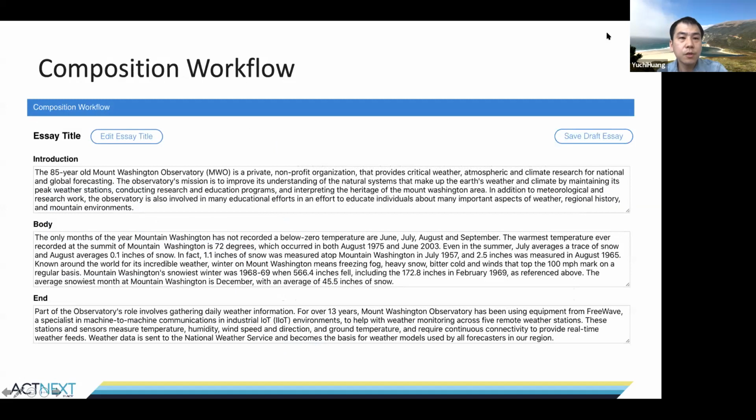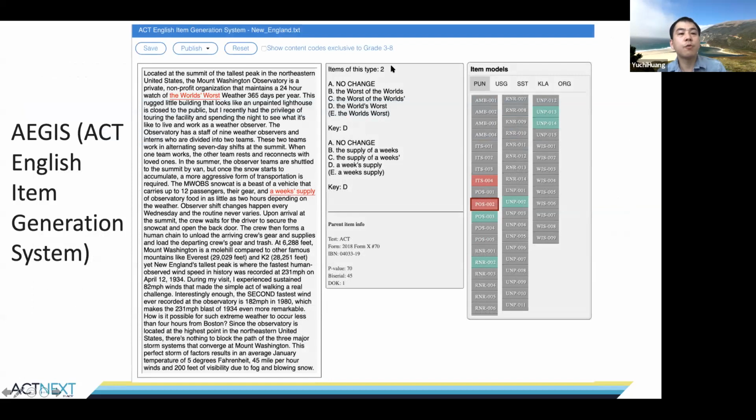And this is the final interface for the composition workflow. After we choose the sentences one by one, and we can choose for introduction, body, and ending, and after all this work, we can generate one completed article for English passages. And this one is a component we just integrated, Aegis. This is the ACT English item generation system, and we integrate this component into Sphinx. So every article generated by Sphinx can generate different sets of items immediately for users to use.